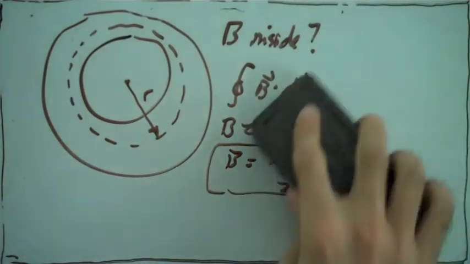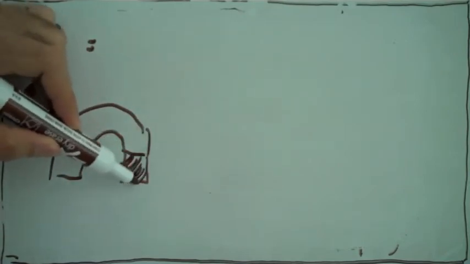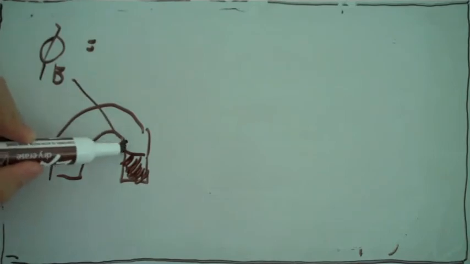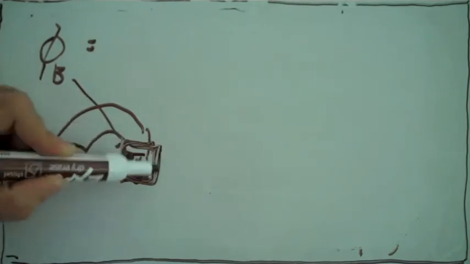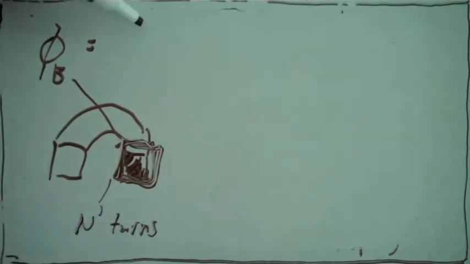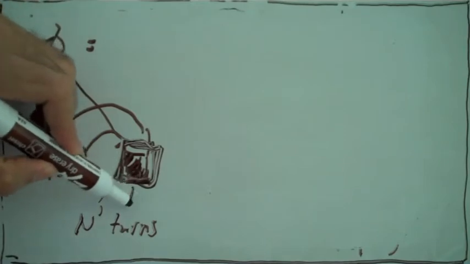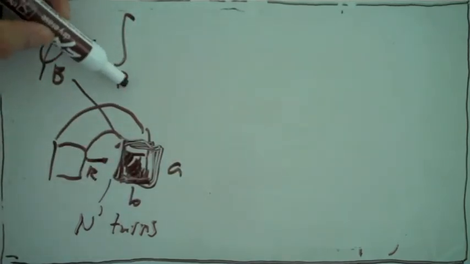So if we want to find the flux of magnetic field inside the toroid, well, let's look at the toroid cross-section. So we want to find the flux through this area. The flux through that area, let's say we wrap some wire around here. We want to find that we wrap a wire with n prime turns. The flux through this area, which has dimensions b and a, and this distance is r.